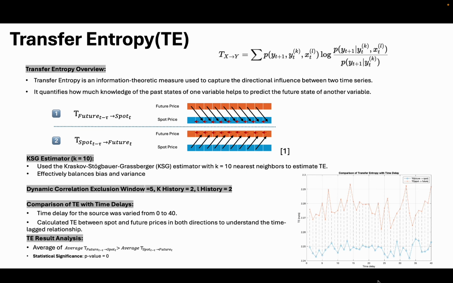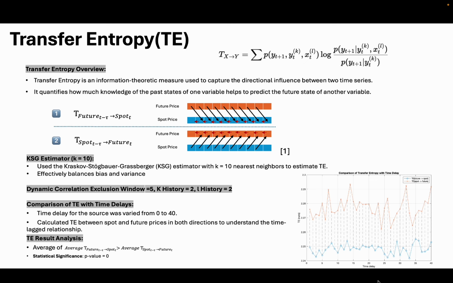On this slide, I'm going to discuss transfer entropy, which helps us understand the direction of influence between spot and future price. Transfer entropy is an information theoretical measure that tells us how much knowing the past state of one price can help predict the future state of another price. Essentially, it helps capture the directional influence between the spot and future.